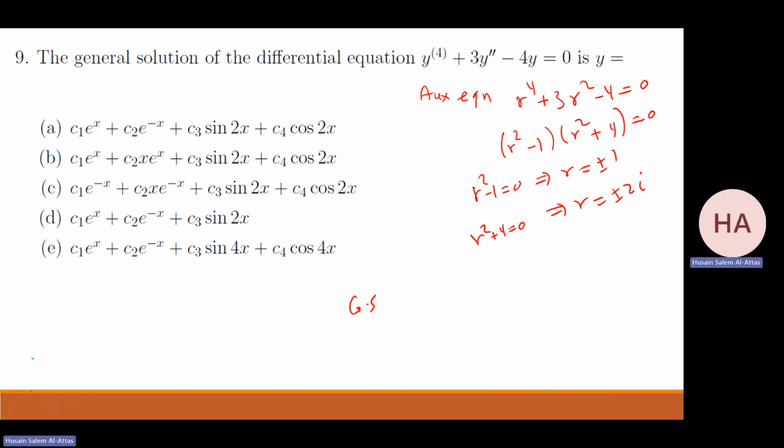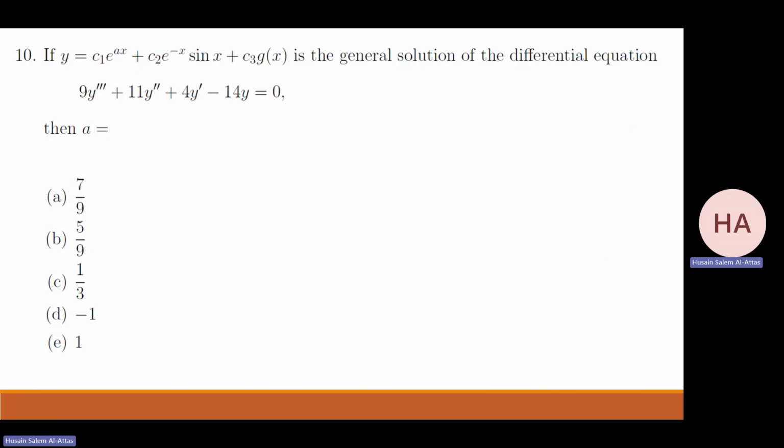So what is my general solution? y equals c1 e to the power x, c2 e to the minus x, c3 cosine 2x, plus c4 sine 2x, which is this one. Exactly. This is the general solution of this equation. I notice this equation has constant real coefficients. So if they have sine, for sure g of x will be what? e to the minus x cosine x.